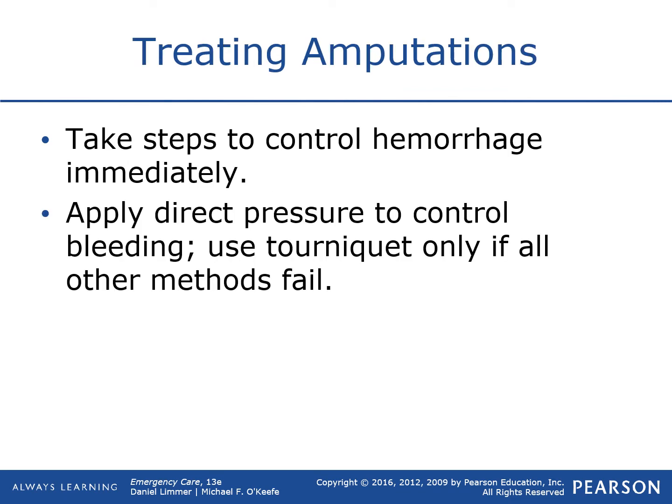So if you find yourself with an amputated body part, first and foremost, you need to control the hemorrhage. A lot of times you might have an arterial bleed depending on where the amputation actually happened. So go ahead and take the hemorrhage control steps immediately. That's our priority, because it doesn't matter if they get their body part back on if they're dead. So make sure that you treat the patient appropriately first. Apply direct pressure to control the bleeding, and if you think it is an arterial bleed, use a tourniquet.